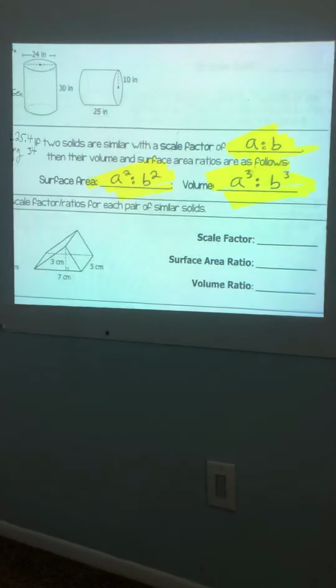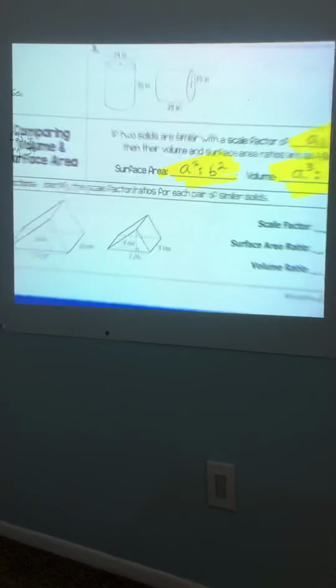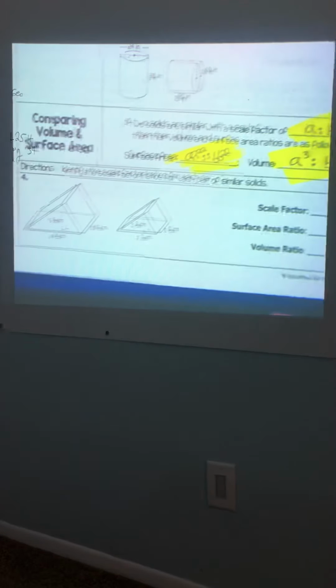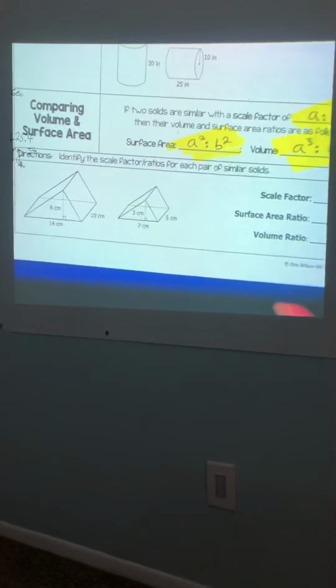All right, so let's take a look at number 4. I'm going to bring that baby into focus for you. All right, I spend most of my day, I swear, just trying to get these worksheets in the right spot so you all can see them.